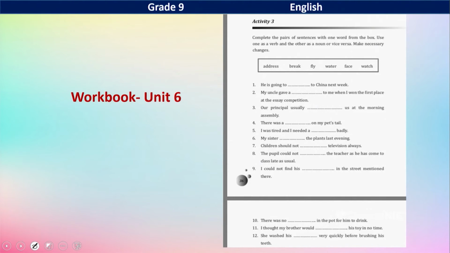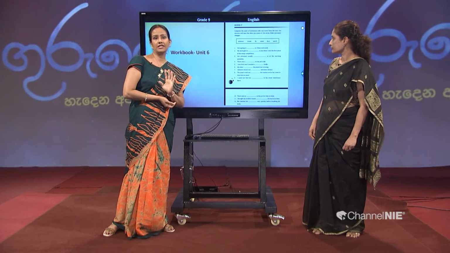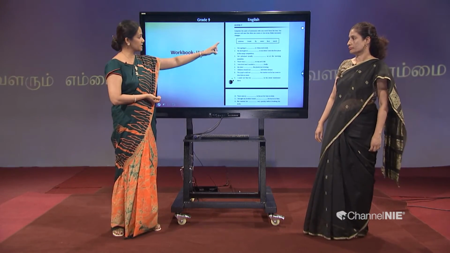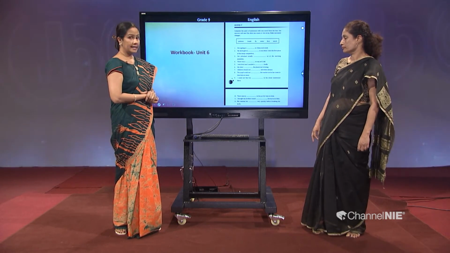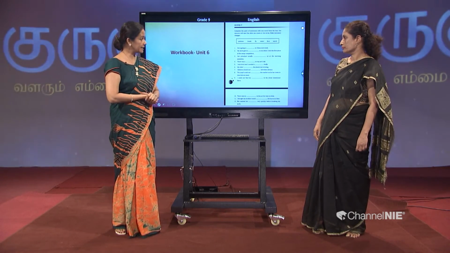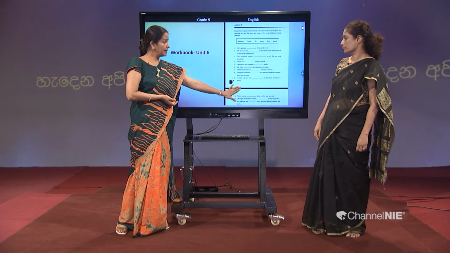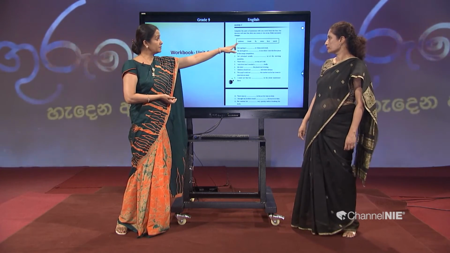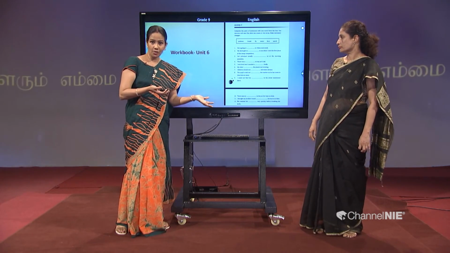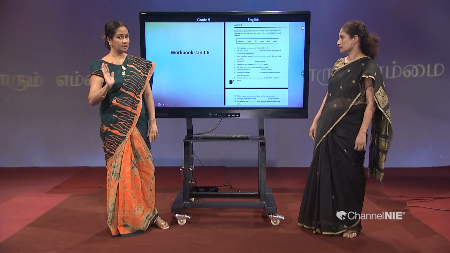Complete the pairs of sentences with one word from the box. Use one as a verb and the other as a noun, or vice versa. Vice versa means the other way around. Make necessary changes. You have to do necessary changes. So this is your workbook page I have taken. So you can go through this and use the given words either as a noun or as a verb.